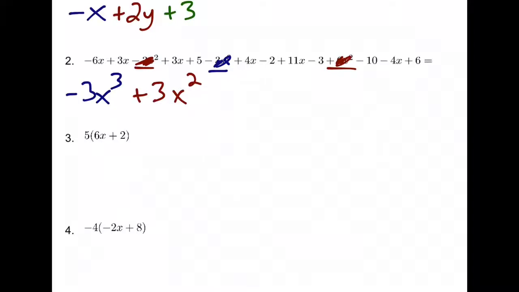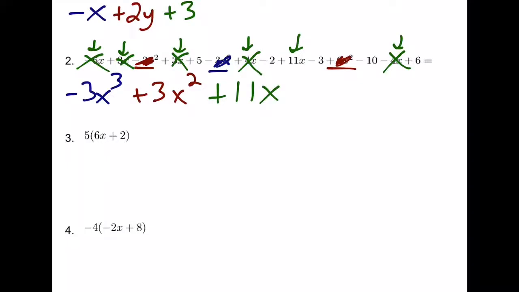So next up, I have x terms. I have a negative 6, a positive 3, a positive 3, a positive 4, a positive 11, and a negative 4. If you're paying attention, the positive 4 and the negative 4 cancel each other out. 3 and 3 make 6, minus 6 cancel each other out. We are left with 11x. Finally, for our constants, we have 5, minus 2, minus 3, again, minus 3 and minus 2, 5, they all cancel out, minus 10 plus 6, leaving us with minus 4.